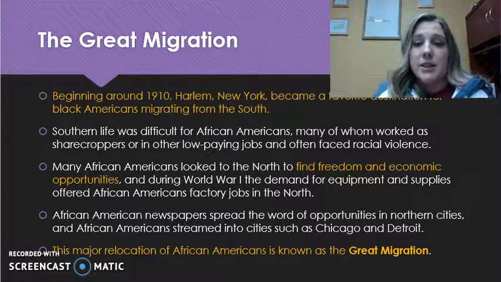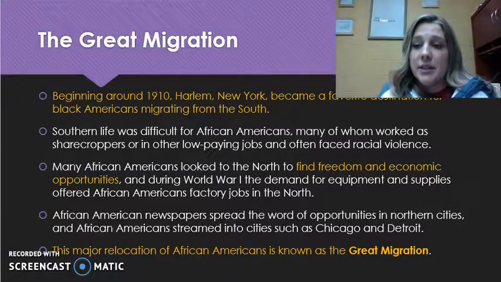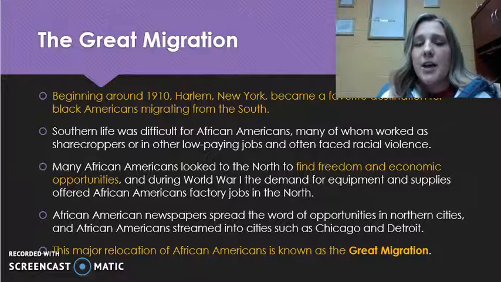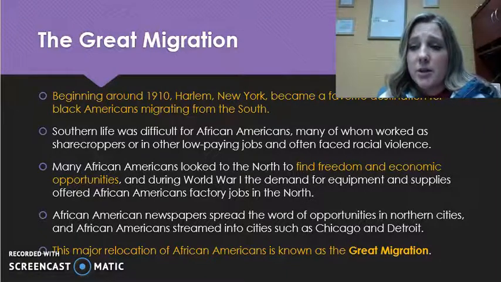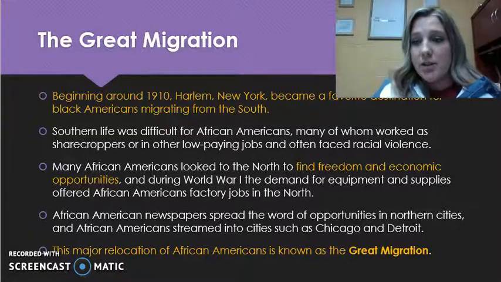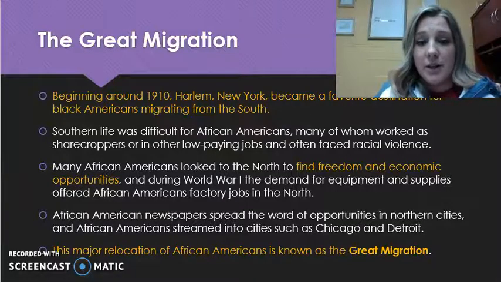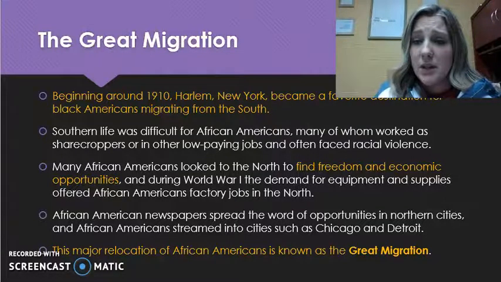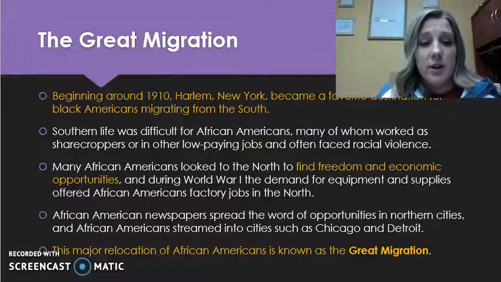So the first bullet here, it tells you that Harlem became a favorite destination for black Americans migrating from the South. So, Harlem is the place we're going to talk about. Life was pretty difficult for African Americans in the South. You had a lot of sharecroppers, and if you guys remember, we already talked about what that was. That is where you pretty much rent the land by borrowing land all year, and then when you sell your crops, you have to share a portion of that to whoever owned the land that you were working. But it was really hard for African Americans to get out of debt, and so they wanted to move north and try to start fresh.